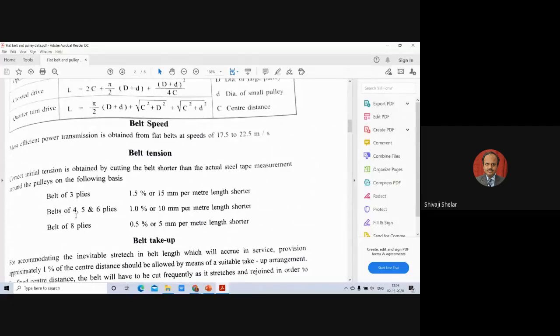If you are having belt of 4, 5 or 6 plies, then you can decrease this length by 1% or 10 millimeters per 1 meter length of the belt. And if you are having belt of 8 plies or above, normally belt up to 8 plies are used, you can reduce the belt length by 0.5% or 5 millimeter in 1 meter length of the belt. Since we are having here 6 ply, we can reduce the length of the belt by 1%. So final length of the belt can be calculated by reducing the length by 1% here.